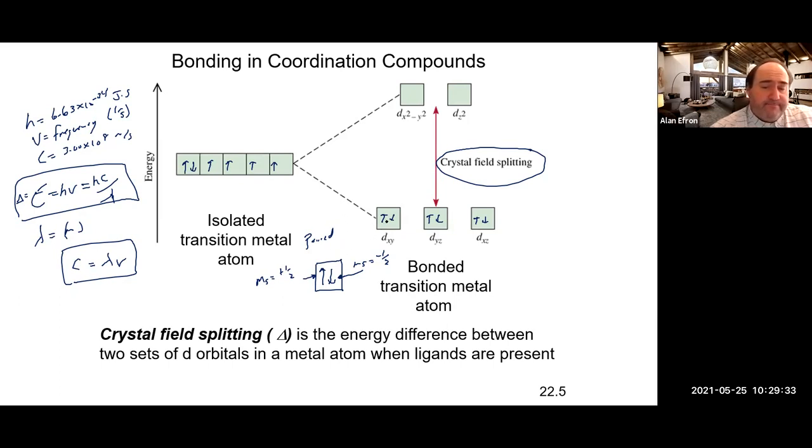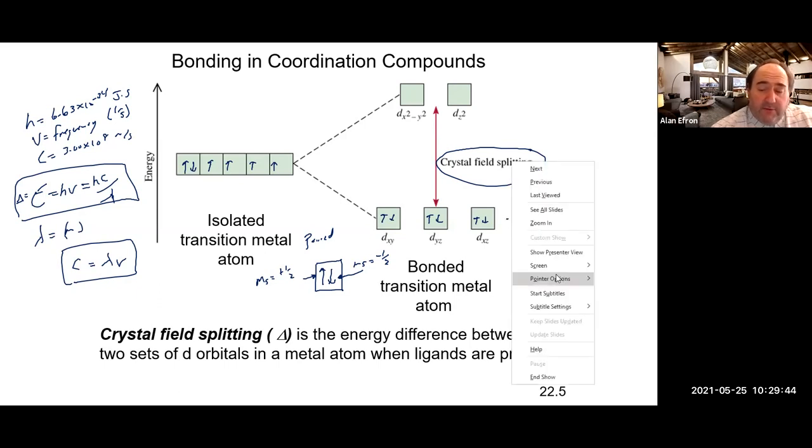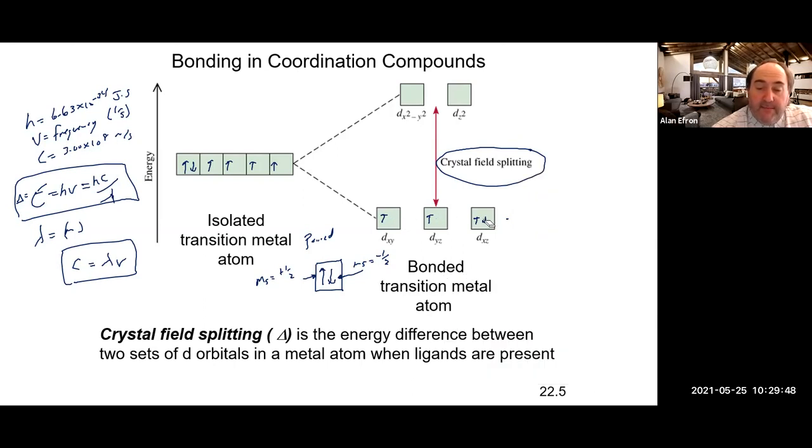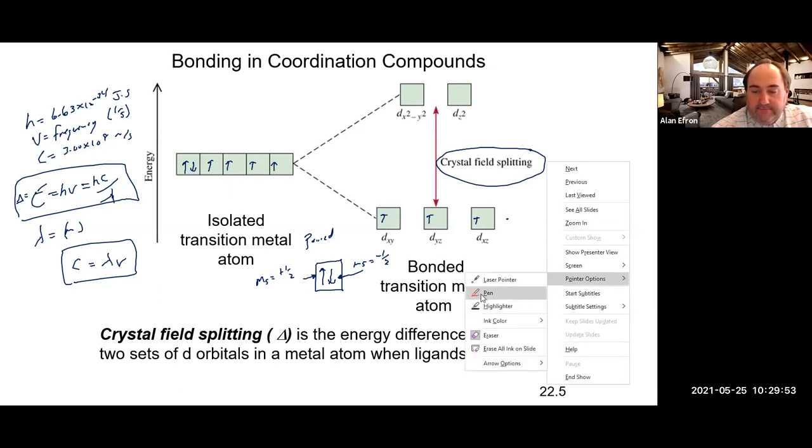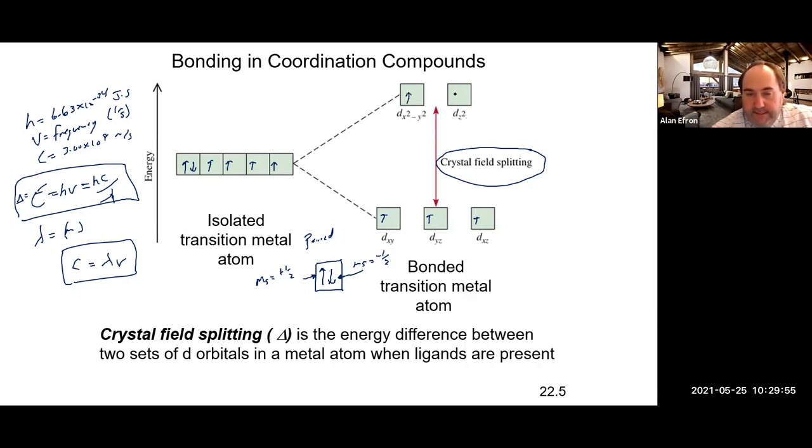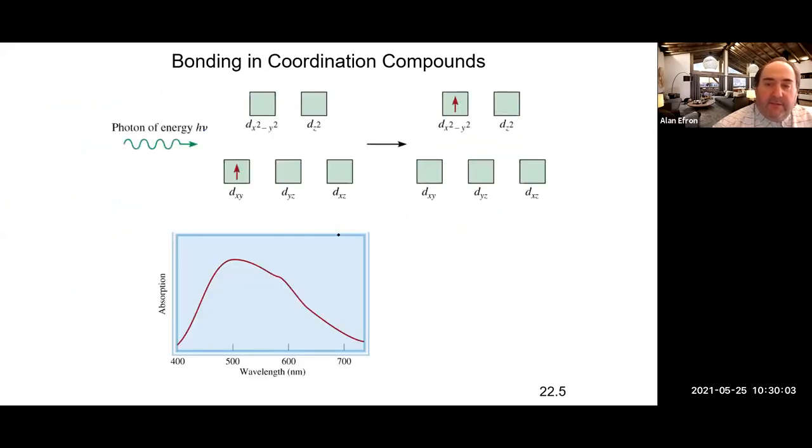So in the case where we have a really large crystal field splitting, we end up getting a lot more paired electrons. In the case where we have a very small crystal field splitting, we end up getting a lot more unpaired electrons, because they will go in like normal, one at a time.